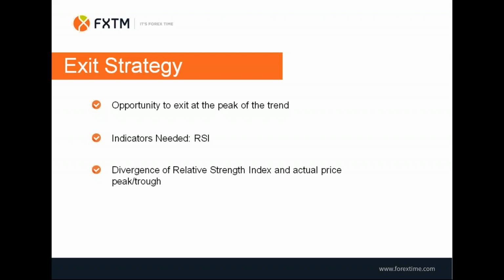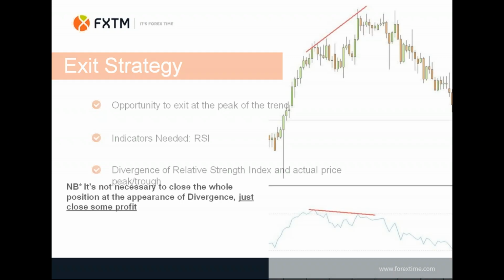We use it on divergence, so divergence of the relative strength index and the actual price peak or drop. If we have divergence between what is happening on our RSI chart and our price chart, then we take a decision. I'll show you a lot of examples. Just stay with me.